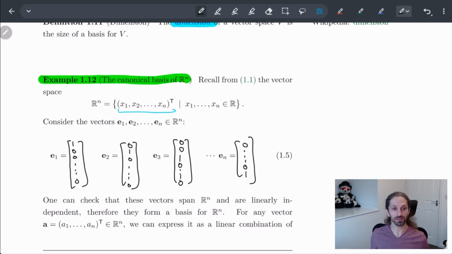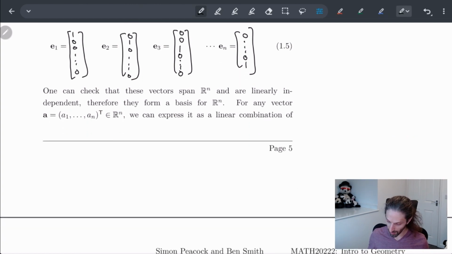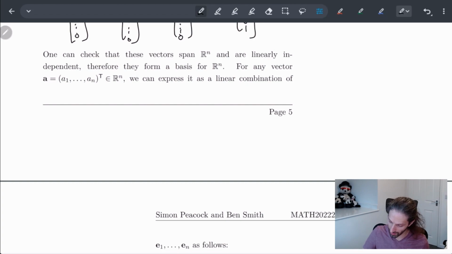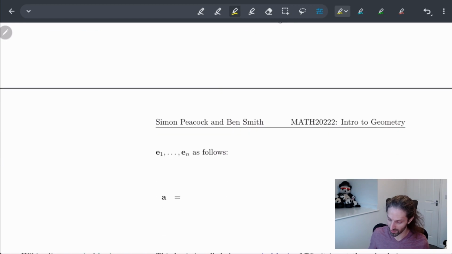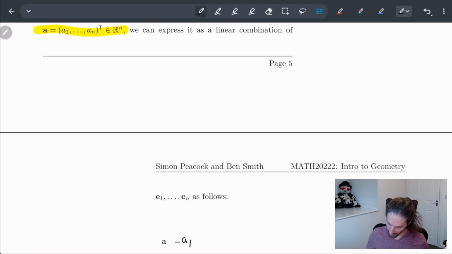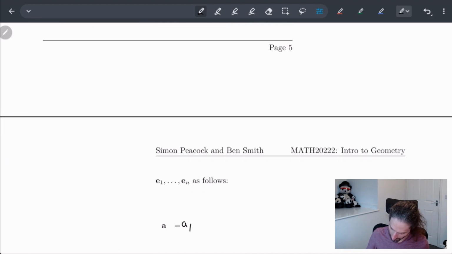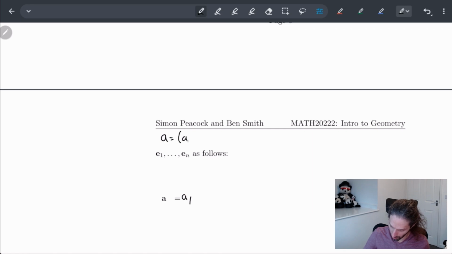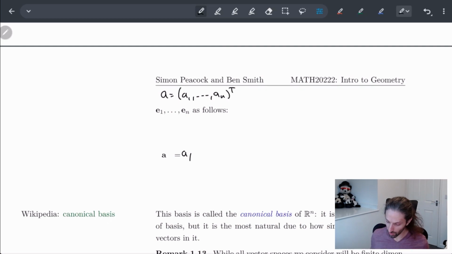And it turns out this is a basis. This is probably not too hard to check. So it's nice and easy. And the nice thing is we can take any vector a, and we can express it as a linear combination in the following way. So a is equal to (a1, ..., an) transpose. So I take a1, the first entry.